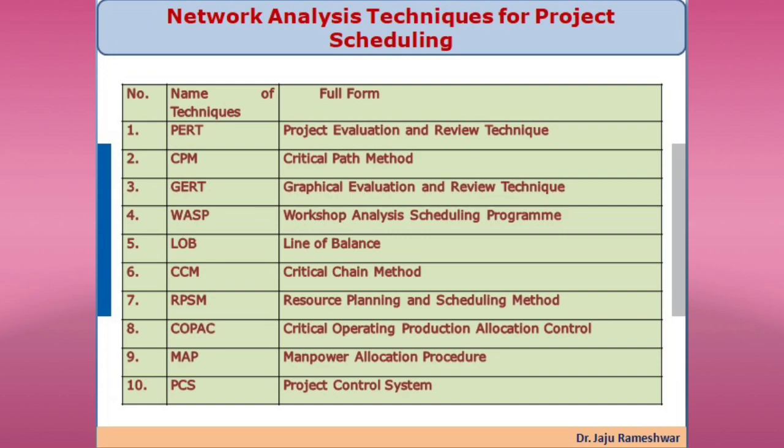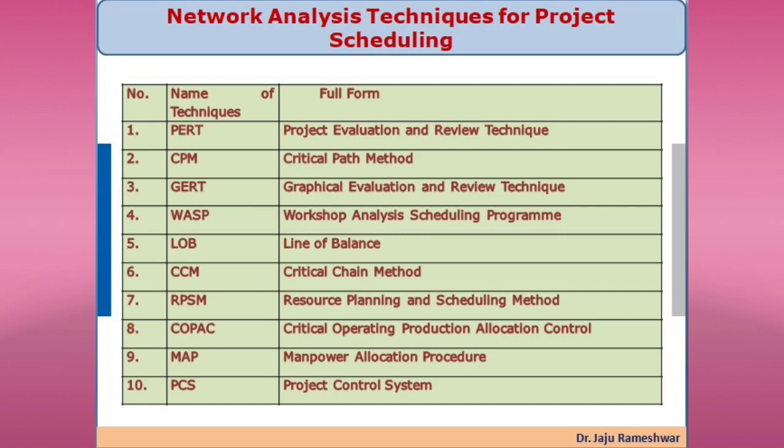of specified activities. It includes n number of techniques, of which PERT and CPM are unanimously used throughout the world. PERT is project evaluation and review technique. CPM is critical path method. Next one is GERT, that is graphical evaluation and review technique. Then WASP, that is workshop analysis and scheduling technique. Next LOB, that is line of balance. Then critical chain method, that is CCM.